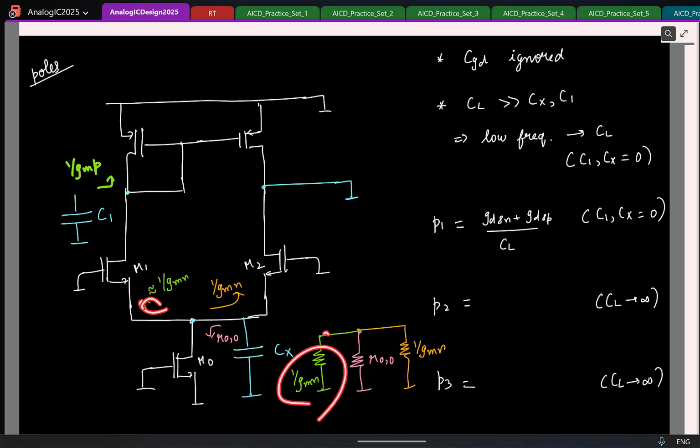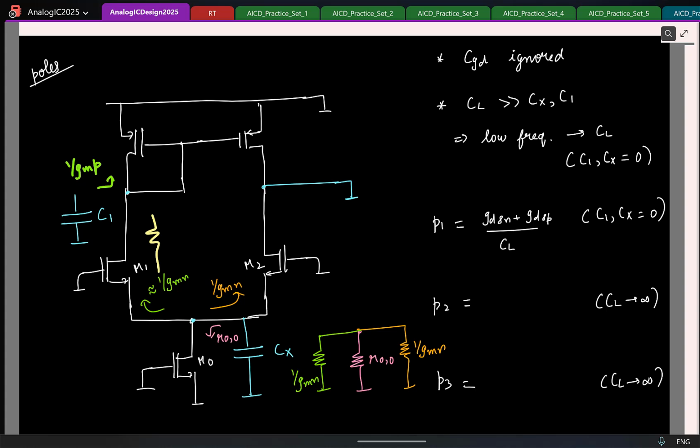It is the resistance from this node to ground, right? It is not as though you can replace this with an effective resistance of 1 by Gm. I mean, it is not like you put a resistor like this across these two terminals. This is a mistake some of you made in the last quiz. Remember, I can replace the circuit between these two with a resistor like this. Under what conditions?